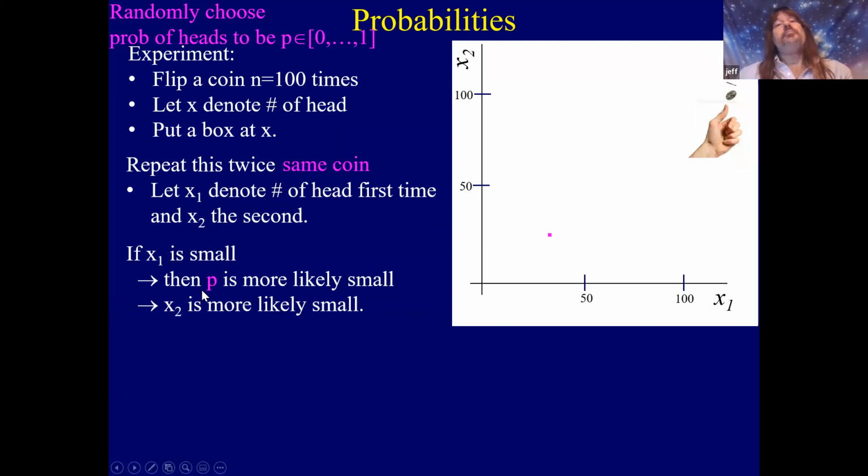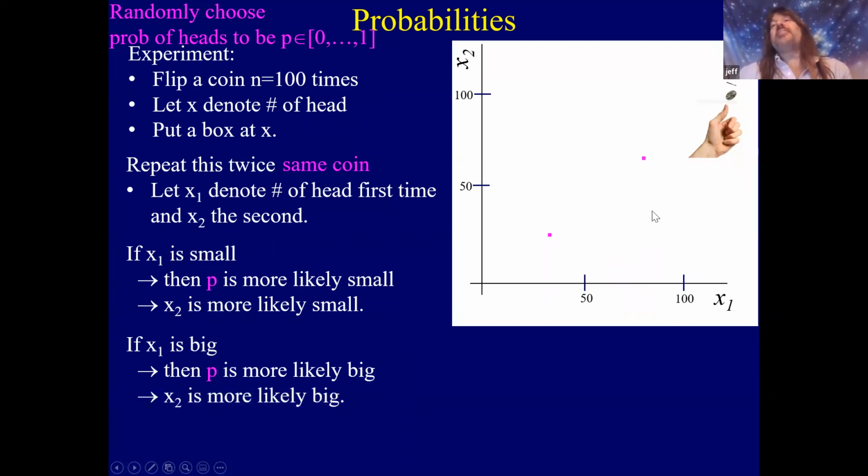And maybe that's why you got a small x1, because your P is small. And then if your P is small, that means your second value, x2, is likely to be small too, right? So these are just trends: if one's small, then the other is likely to be small. Conversely, if you flip the coin the first time and got lots of heads, then that's evidence that your P might have been chosen to be big, your probability big, which will then give you some evidence that the second time you flip the coin 100 times, you'll get a big number.